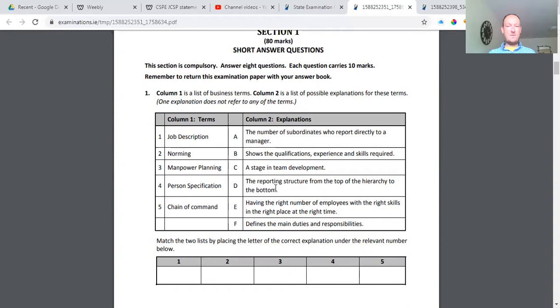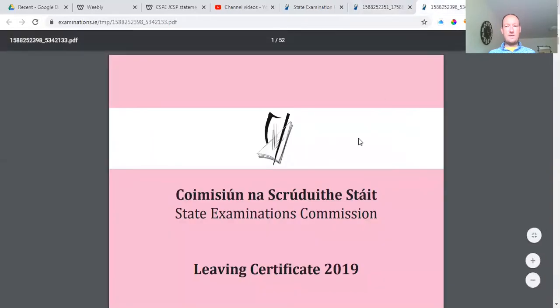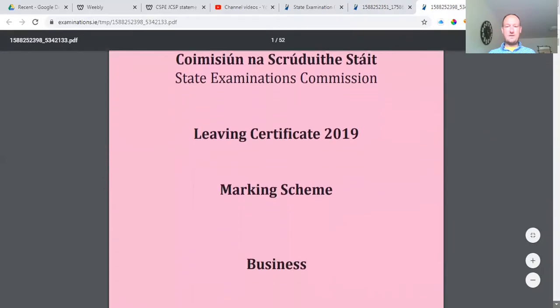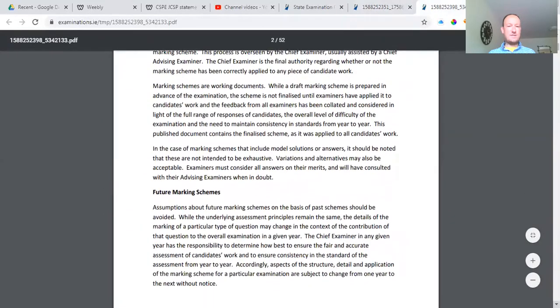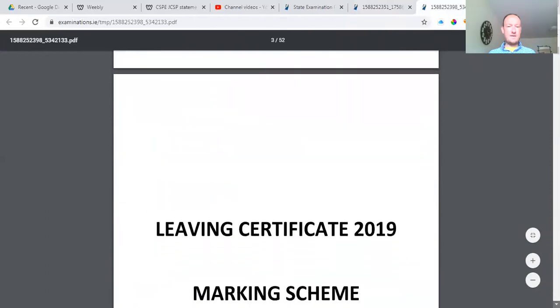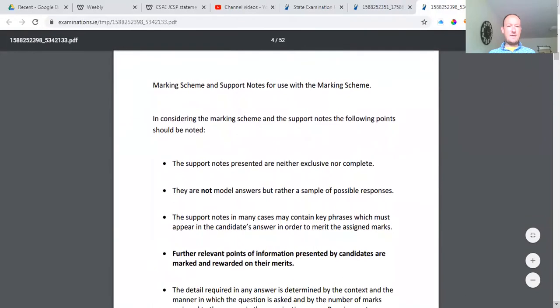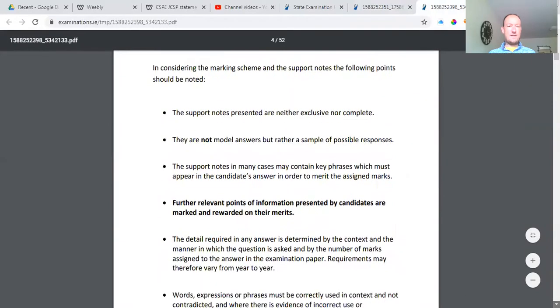Okay, so if we look across, we need to be able to find and access all of the answers for each section. So come down, down, down is the marking scheme, in other words, the answer scheme with the marks. Again, it's important to read everything.